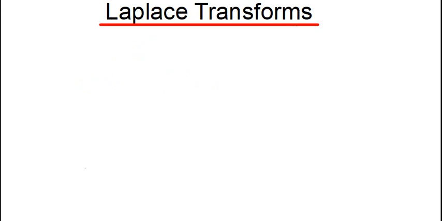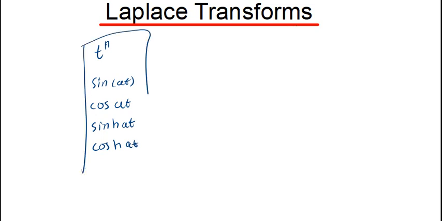Okay, so some other transforms that we have to keep in mind are transforms such as t to the n, as well as, let's say, sine at, as well as cos at, even the hyperbolic sine of at, then also hyperbolic cosine of at, like that.